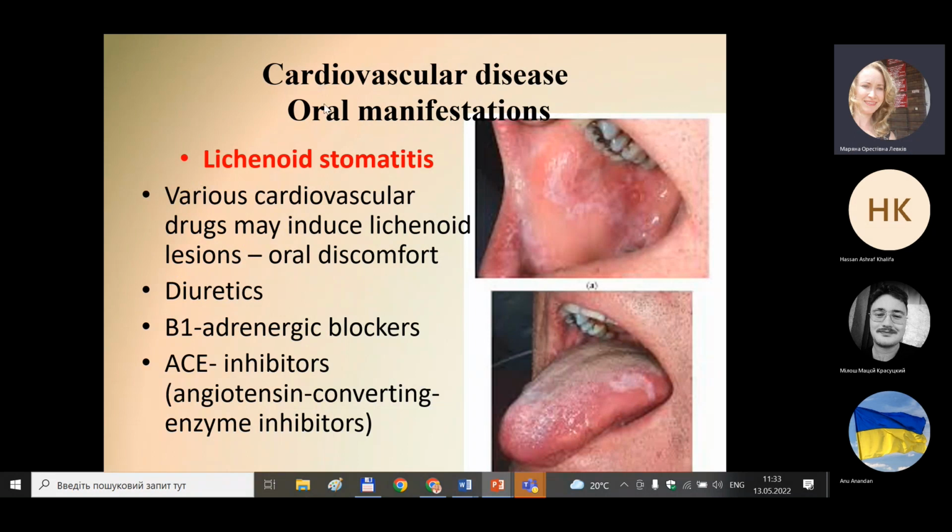Another manifestation is lichenoid stomatitis, a manifestation of cardiovascular disease. Lichenoid stomatitis, here it is. Various cardiovascular drugs may induce lichenoid lesions, such as diuretics, beta-1 adrenergic blockers, angiotensin-converting enzyme inhibitors.